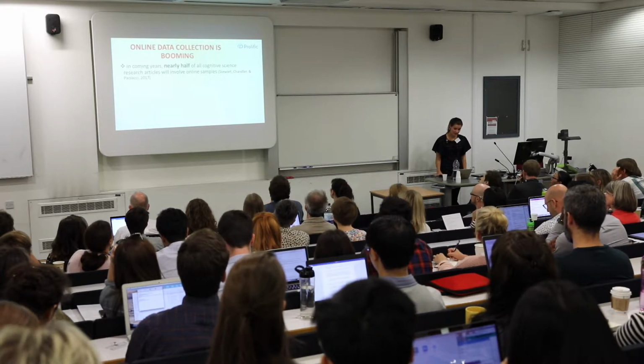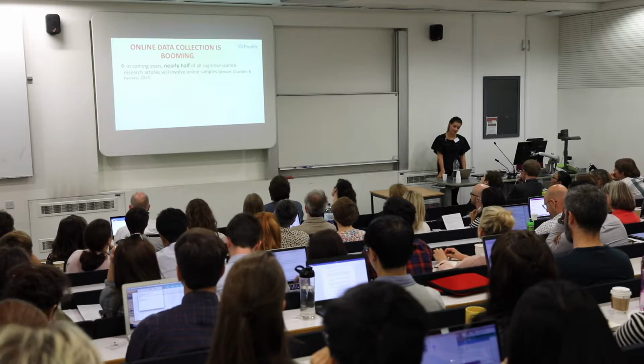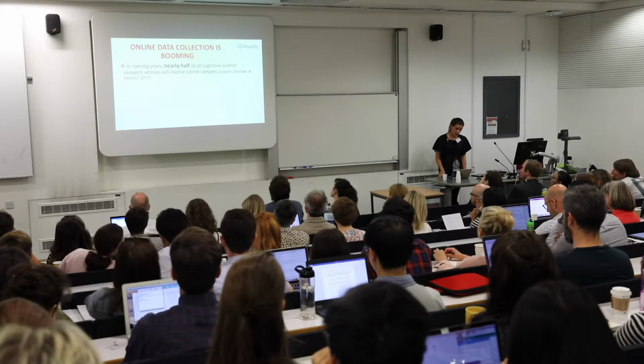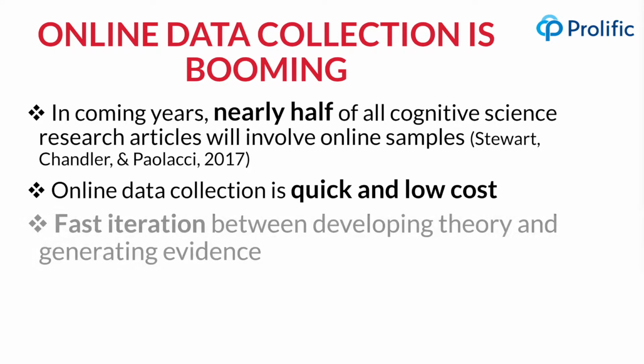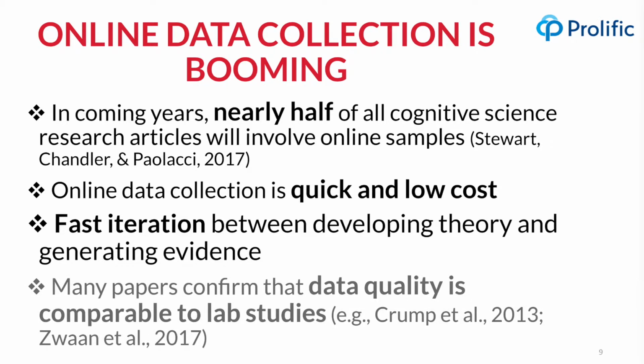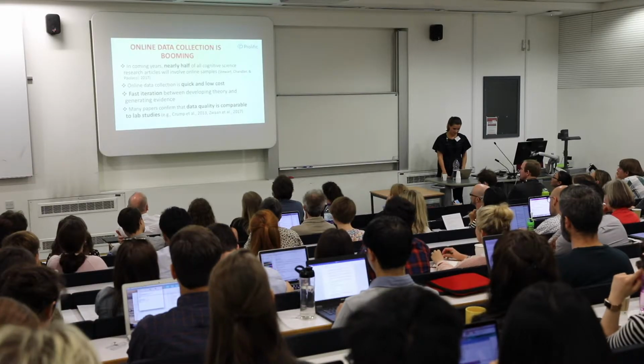I think it's pretty clear that online data collection is booming. In the coming years, it's estimated that nearly half of all cognitive science articles will involve online samples. This has been mentioned before. Online data collection is quick and low cost. It allows you to iterate fast between developing theory and generating evidence. And many papers confirm that data collected online is in many cases comparable or equivalent to data from lab studies.